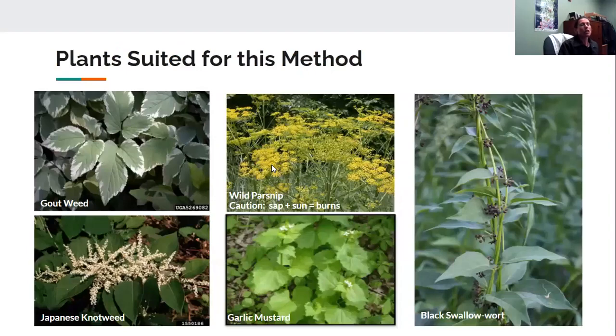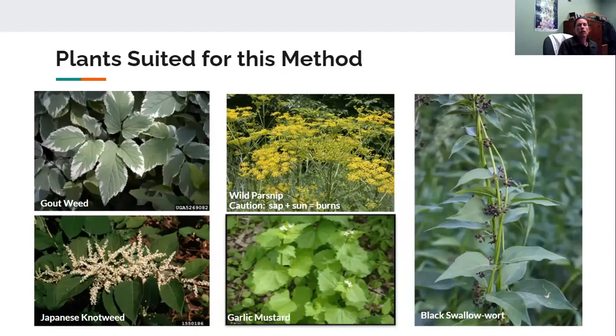Next slide. So here are some examples of plants that are suited for this method: goutweed, garlic mustard, black swallowwort, and wild parsnip.